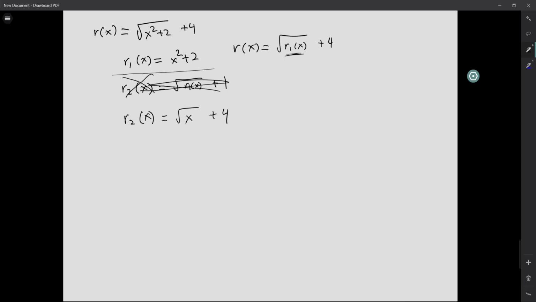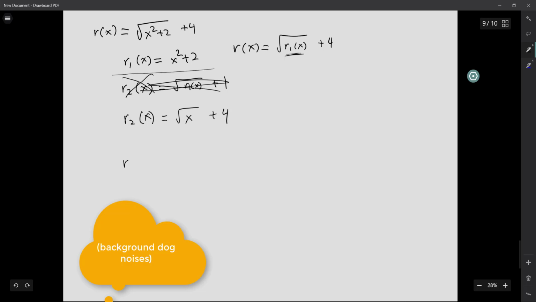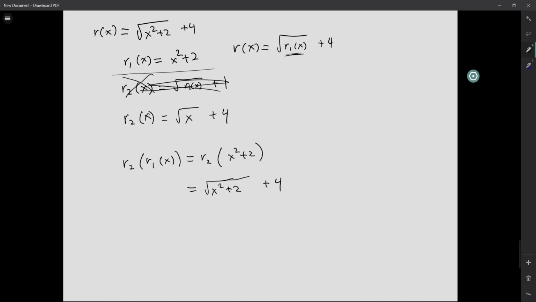Now when I try to compose these, it looks like I'll have to do it in the opposite order that I numbered them in, but r2 of r1 of x will be r2 of x squared plus 2, which is the square root of x squared plus 2 plus 4 as a final result. Now I've got another one we can do that way.